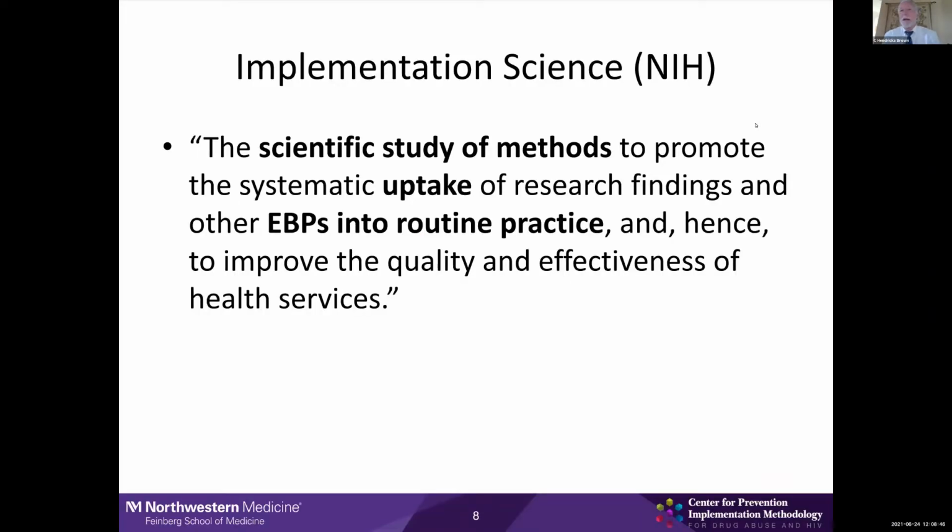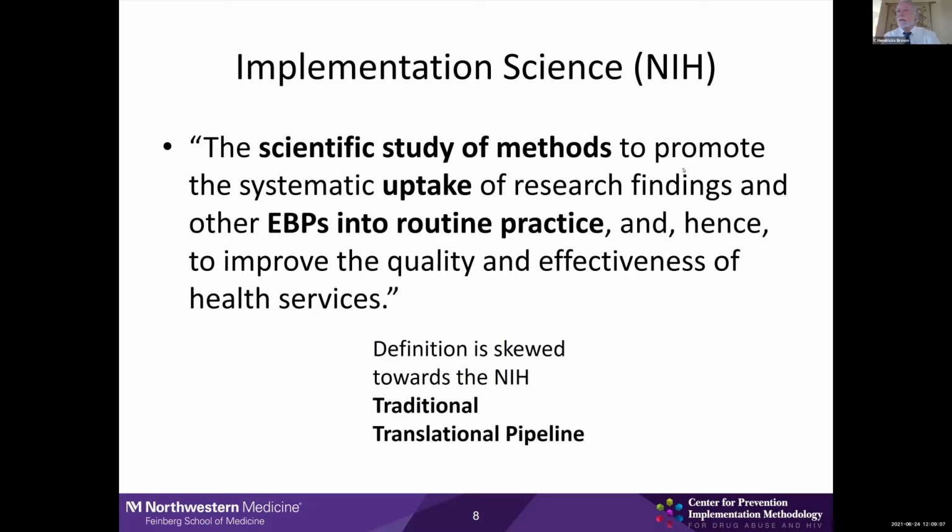So here's the definition that NIH uses for implementation science, and I think it's worthwhile to start with this. It's a scientific study of methods to promote the systematic uptake of research findings and other evidence-based practices into routine practice. Here's the point about it. This is, I think, a limited definition, and we will come back to this one. One piece in here is it's skewed towards the NIH traditional translational pipeline, which we'll see in a moment. The big thing about it is it says nothing about equity. And I think that's a mistake from the very beginning, and it's something that has to be corrected.